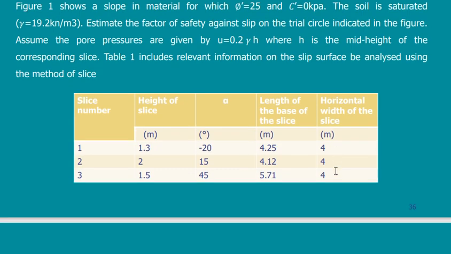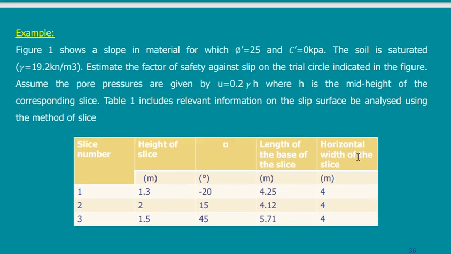Now we go to an example. This example is exactly similar to what you have in your exam. So this is another revision for what we have studied. In this example, figure 1 shows a slope in material for which I have phi and c of the soil. C is 0 and phi is 25. Of course, I'm giving you here phi dash and c dash. It means that this is excluding the effect of water. This is the effective phi and the effective c of the soil.